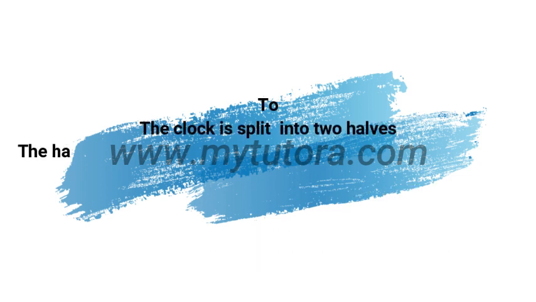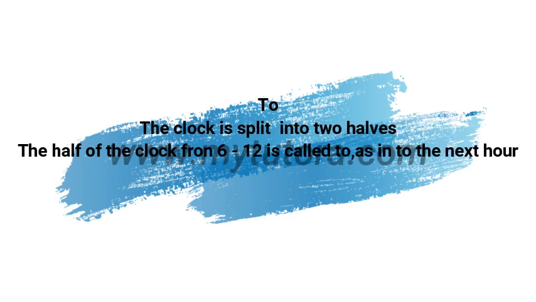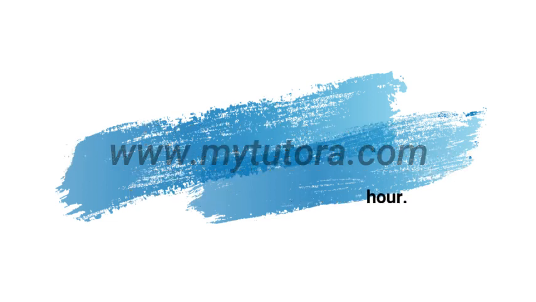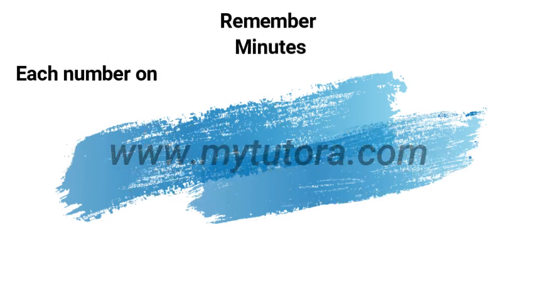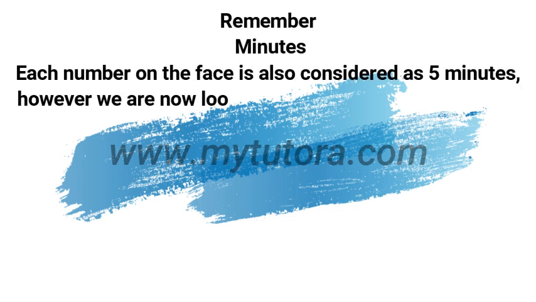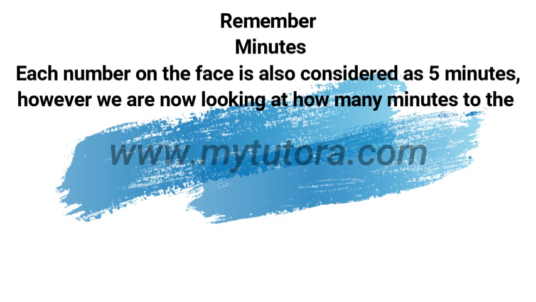To. The clock is split into two halves. The half of the clock from 6 to 12 is called to, as in to the next hour. So, if the minute hand is in this half, then we work out how many minutes to the next hour. Remember, for minutes, each number on the face is also considered as 5 minutes. However, we are now looking at how many minutes to the next hour.